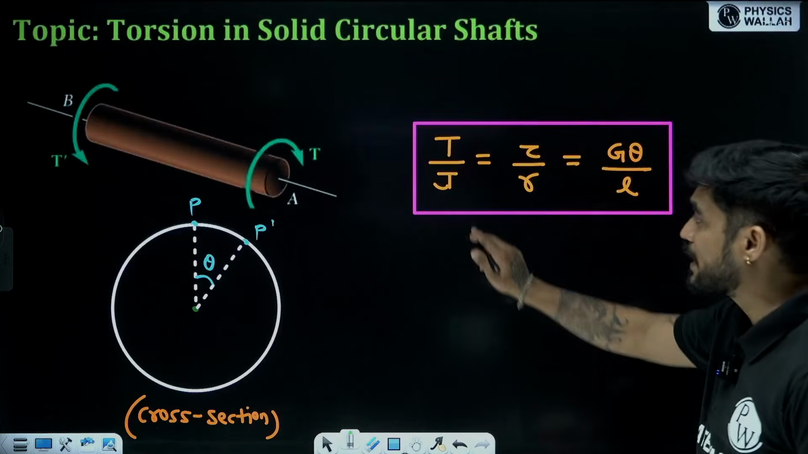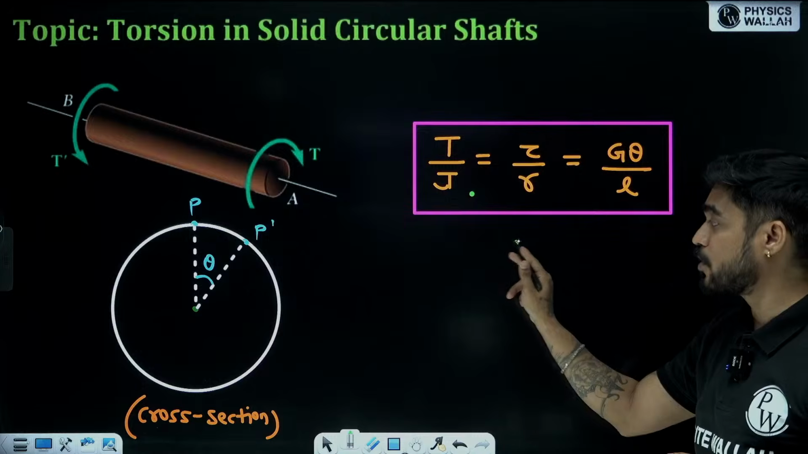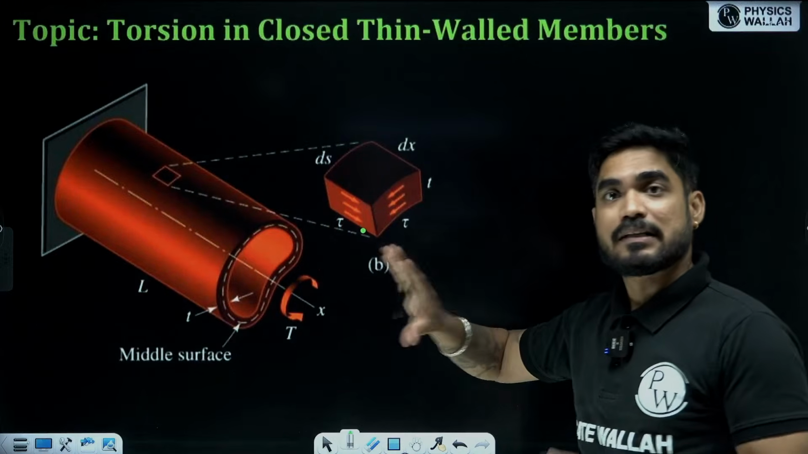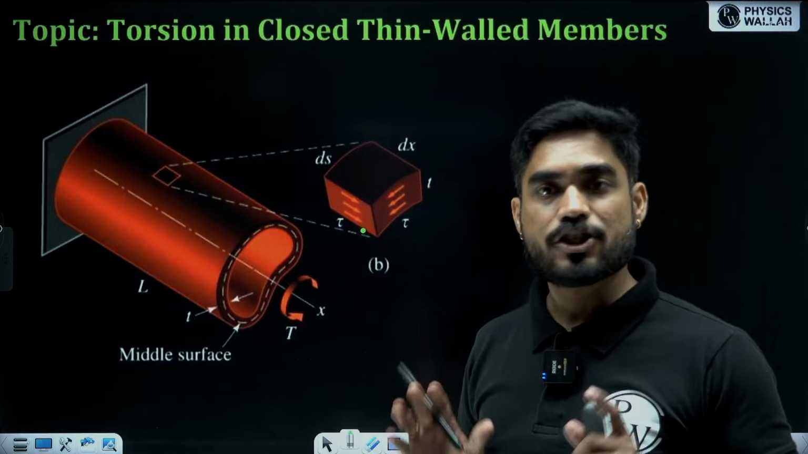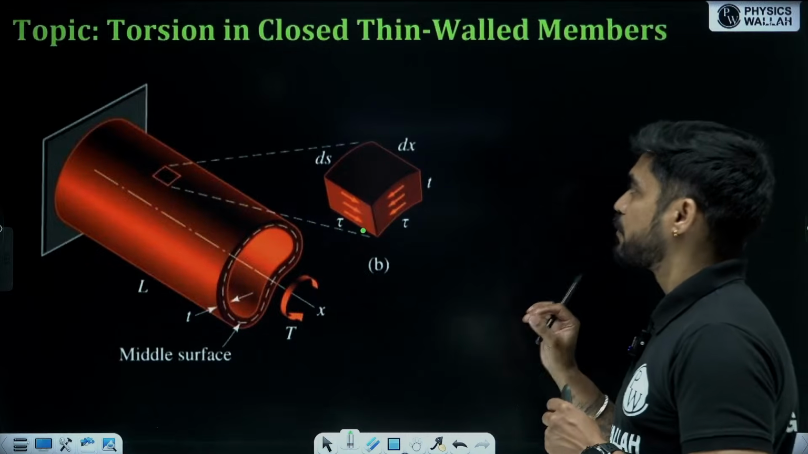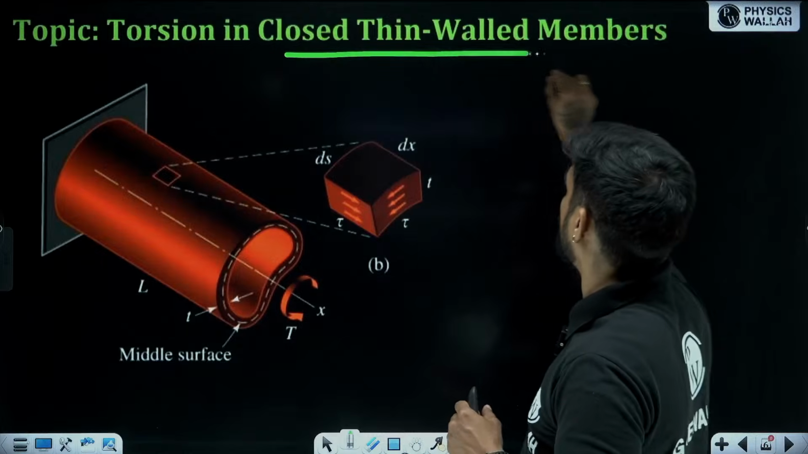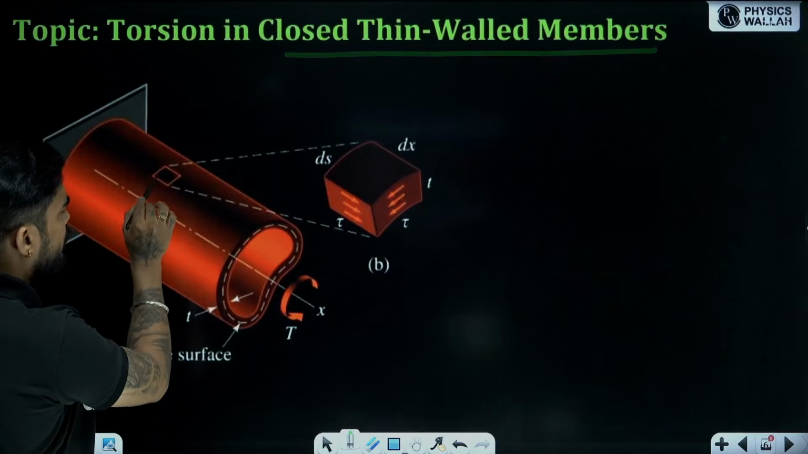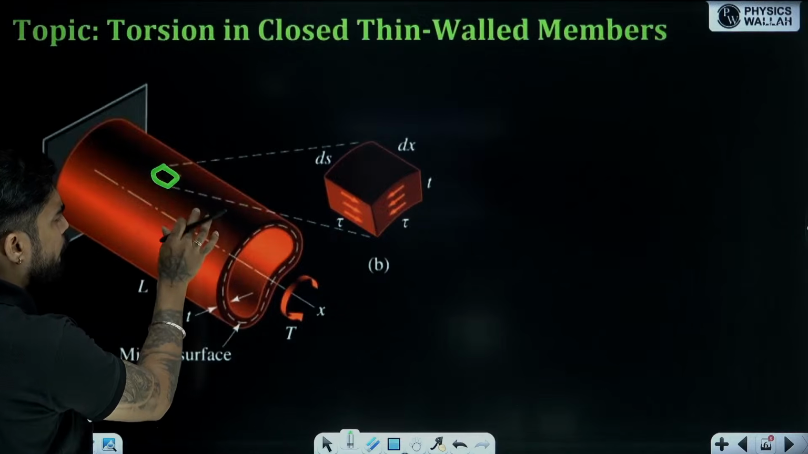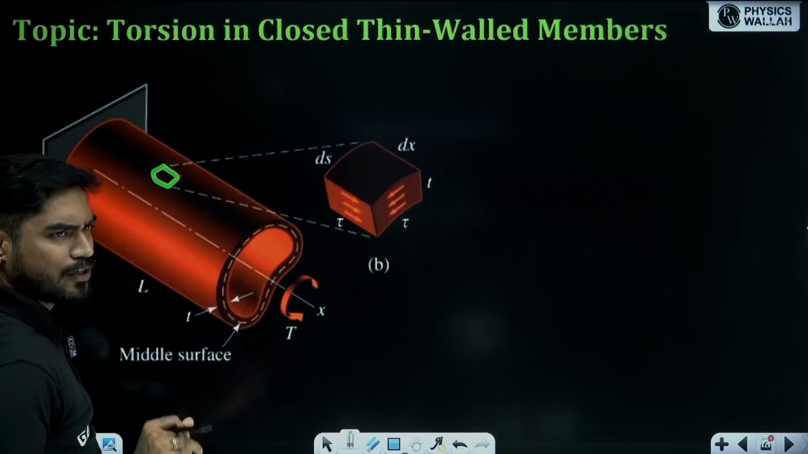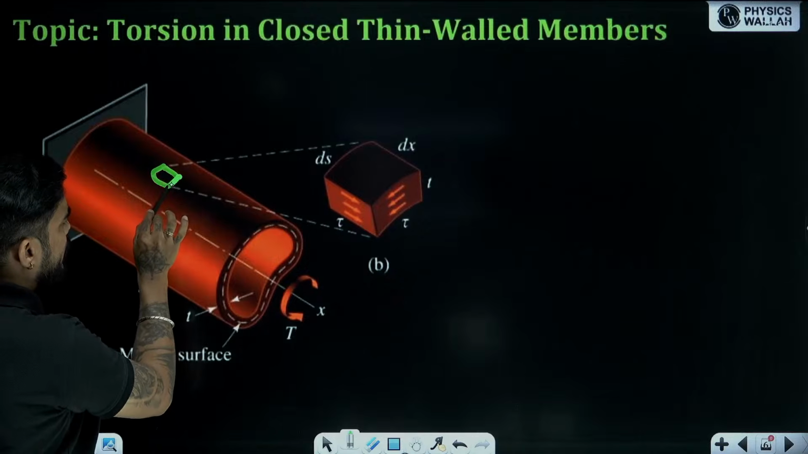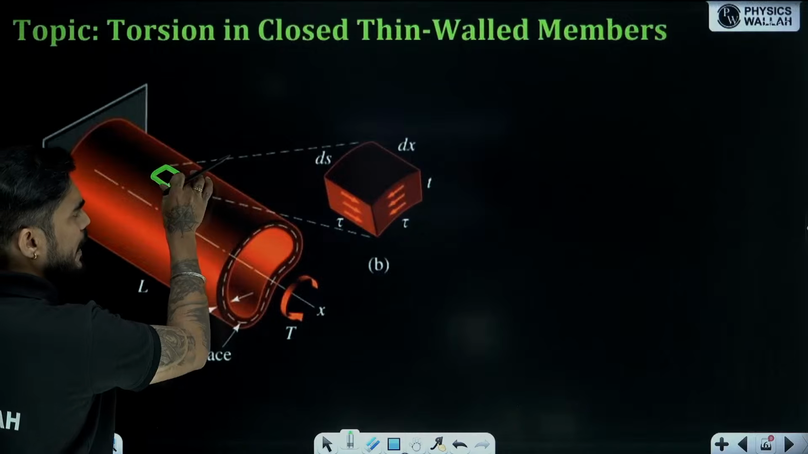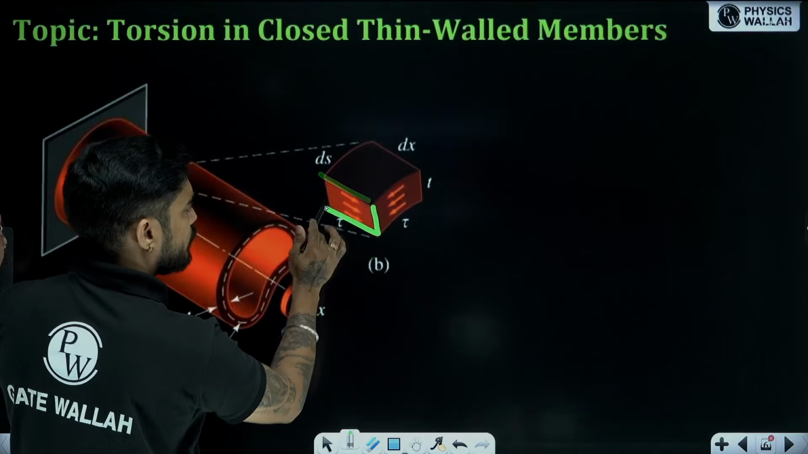The earlier formula is only applicable for circular cross sections. It is not applicable to rectangular sections, but whatever derivation we do here, that formula can be applied to any shape. But it should be a closed thin walled member. Now let's consider a small element from the surface of this thin walled member. You can see I am cutting a rectangular element, and I am drawing it here. Can you see?